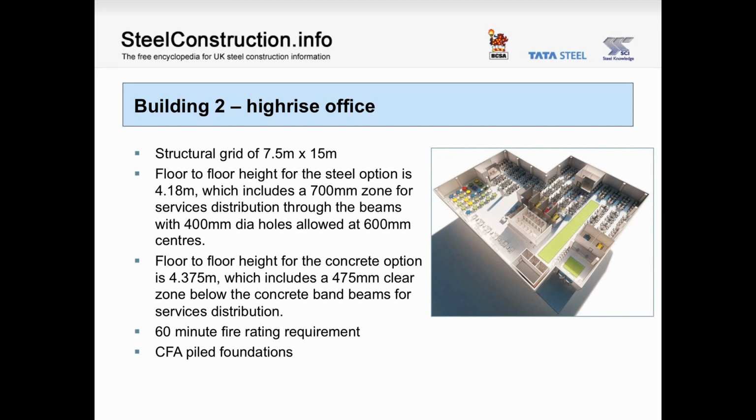From a structural perspective, the grid is 7.5 metres by 15 metres, with a CFA piled foundation adopted for both options. Appropriate standard practice service zones were adopted for the different frame options, resulting in different floor-to-floor heights. The steel option integrated the services through the cellular beam. A standard 60-minute fire rating was provided.